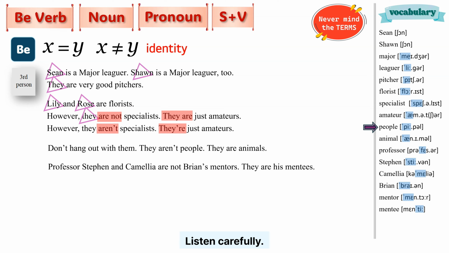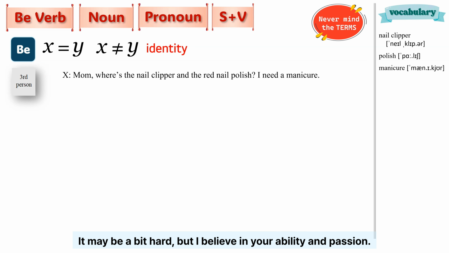Listen carefully. Don't hang out with them. They aren't people. They are animals. Professor Stephen and Camelia are not Brian's mentors. They are his mentees. Let's go a little deeper now. It may be a bit hard, but I believe in your ability and passion.